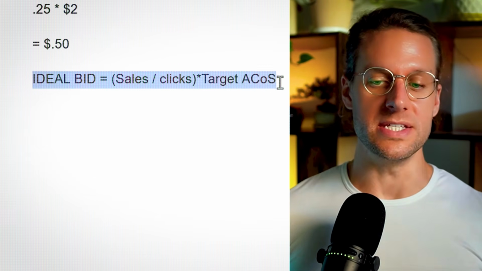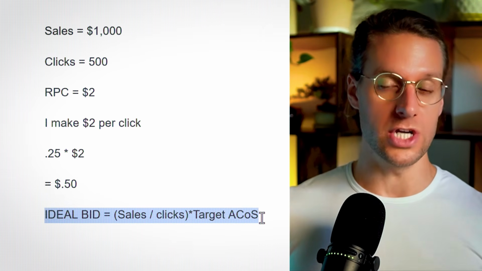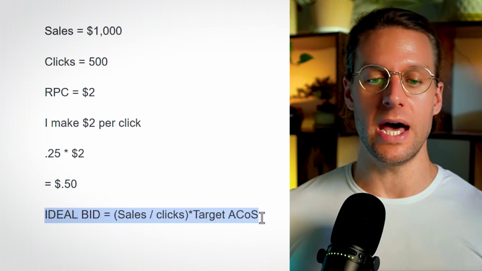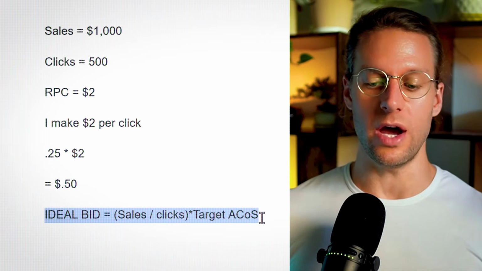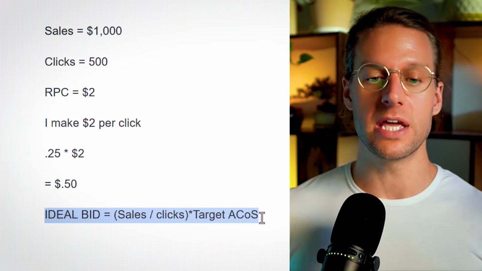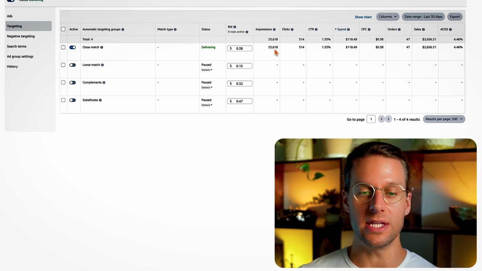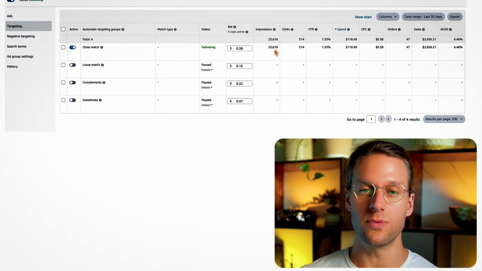Now, this isn't an exact science. This gives you an idea of where your bid should be, but because bid adjusters are involved as well, it's not always exactly where your bid's going to be. You have to combine the bid and the bid adjuster to find the right place. But it gives you a ballpark range of where the bid should be, which is really helpful when you have no idea. Now, this also doesn't mean that you should instantly adjust all your bids based on this formula. It just lets you know how far off you are.